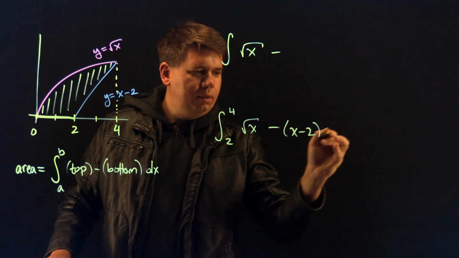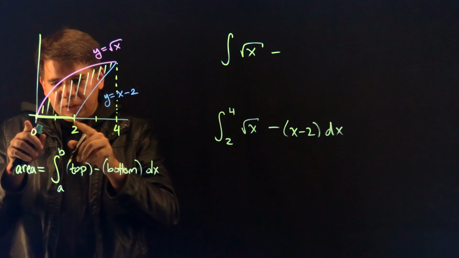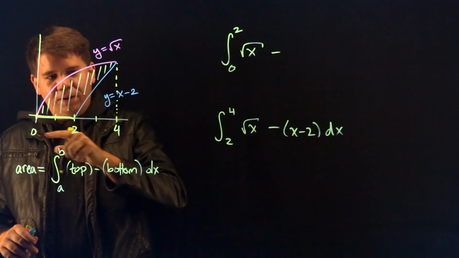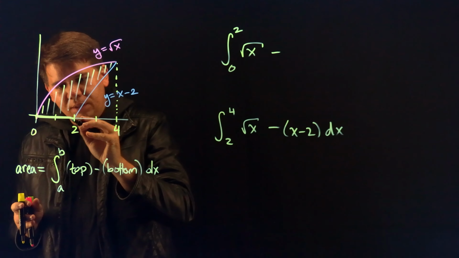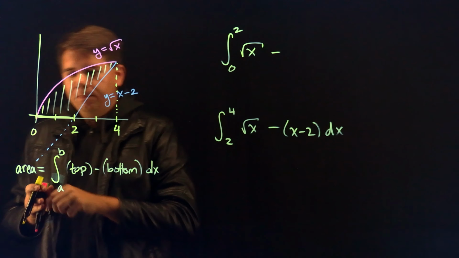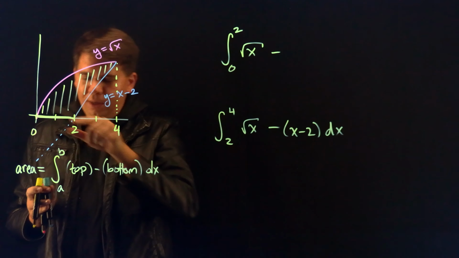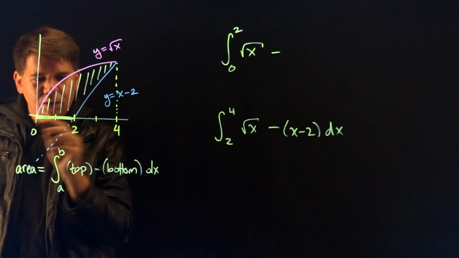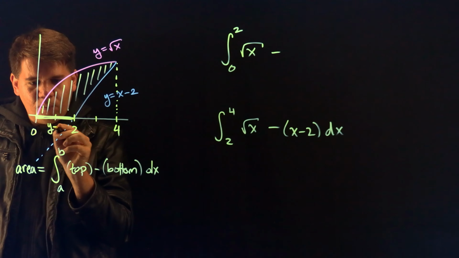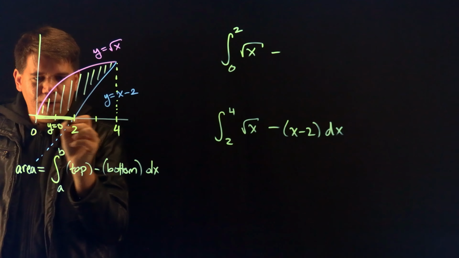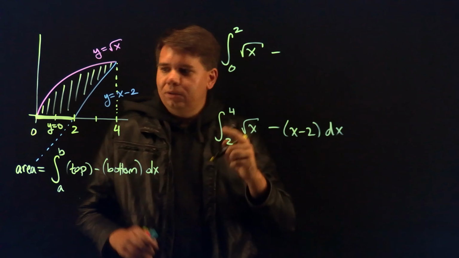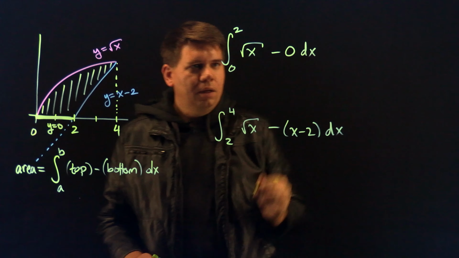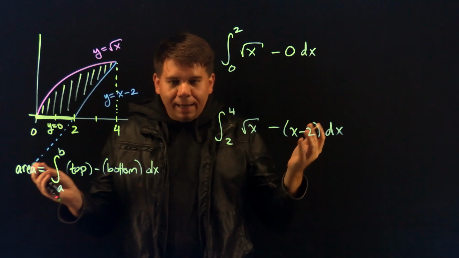But if you look at this first portion from 0 to 2, the function on bottom isn't x minus 2. This line would continue, but we're interested in just cutting off the region up here. So the function on bottom is this portion of the x-axis, which is just the equation y equals 0. So the function on bottom between 0 and 2 is actually just 0. Okay, I guess this is not a problem.